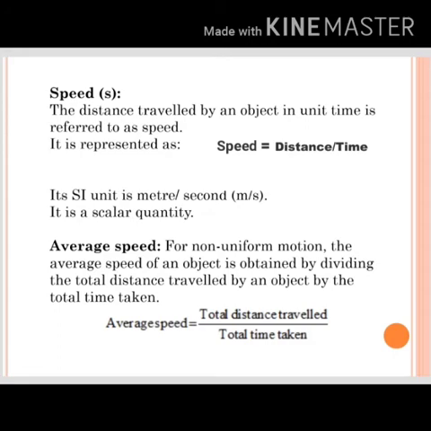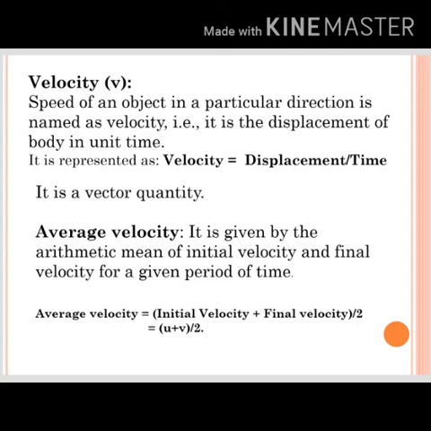A smaller unit of speed is centimeter per second. A larger unit of speed is kilometer per hour. Speed is a scalar quantity because it has only magnitude and no direction. The speed of a body tells us how fast or how slow the body is moving, but it does not give the direction of the motion. The next parameter is velocity. It is a physical quantity that gives both the speed and direction of the motion of the body.